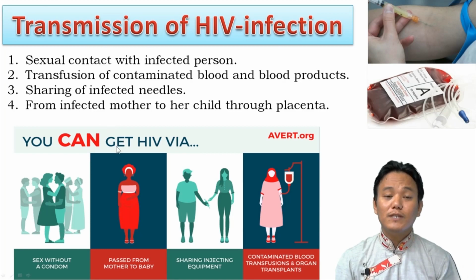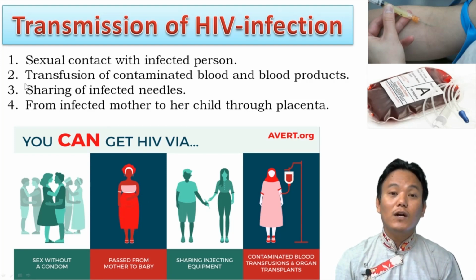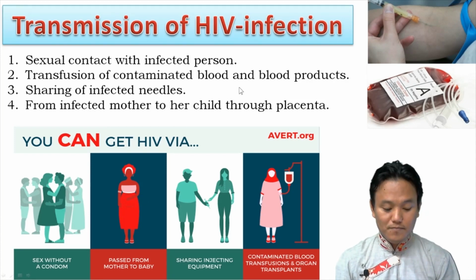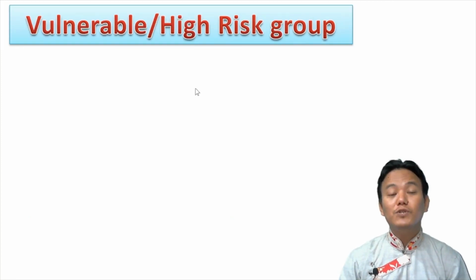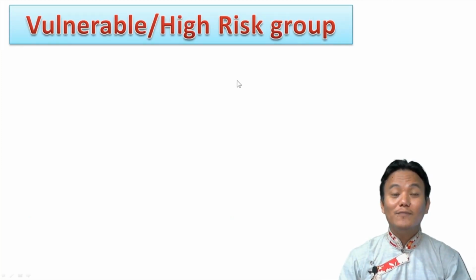In this particular case, if a mother is HIV positive, there's a high probability that she can pass HIV virus to her child through placenta or during childbirth. So these are the 4 modes of transmission of HIV infection. By understanding the mode of transmission of HIV infection, we can determine a group of people who are at high risk of getting HIV infection. They are also called vulnerable or high risk group.